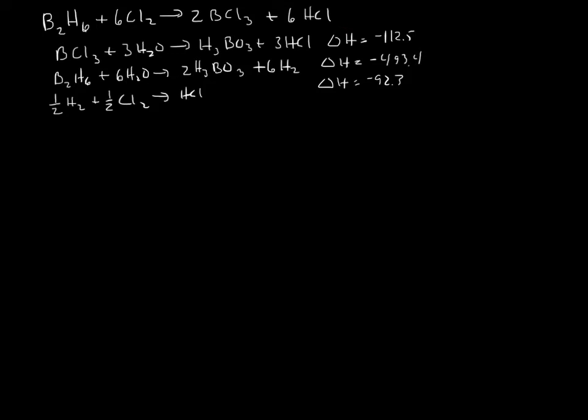The reactions that you're given to work with are: BCl3 plus 3 H2O yields H3BO3 plus 3 HCl, and the change in enthalpy is negative 112.5 kilojoules. Second one is B2H6 plus 6 H2O yields 2 H3BO3 plus 6 H2. The delta H there is negative 493.4. And then finally, last one, 1/2 H2 plus 1/2 Cl2 makes hydrochloric acid, or HCl, which delta H is negative 92.3. So if you haven't worked it, go ahead and pause the video and work on it.